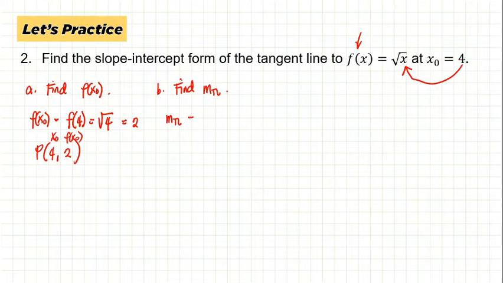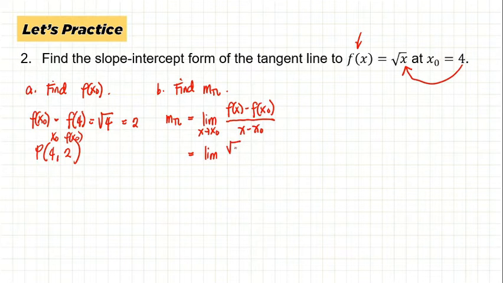So applying the formula, we will have the limit of f of x minus f of x sub o. So the y became f of x and the y sub o, f of x sub o, all over x minus x sub o as x approaches x sub o. So from that we will have the limit of f of x is square root of x minus f of x sub o is 2 all over x minus x sub o is 4 as x approaches 4. Now, if we do direct substitution, we will have square root of 4, that is 2 minus 2, so you have 0 all over 4 minus 4, which is also 0, so indeterminate again.